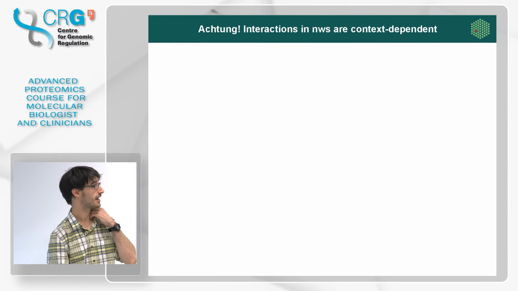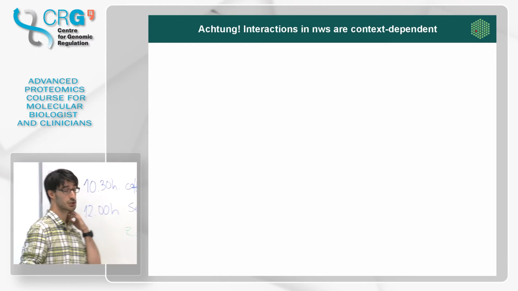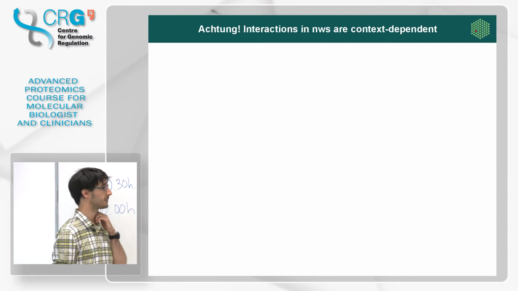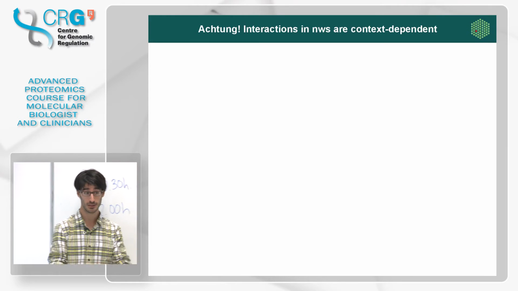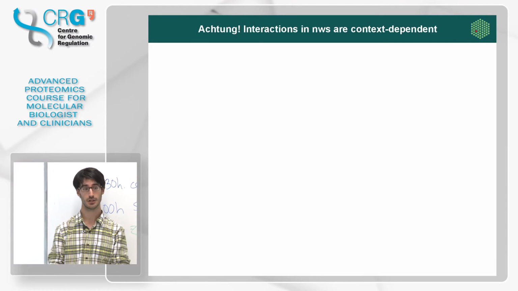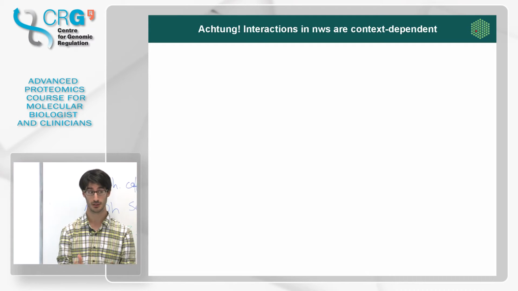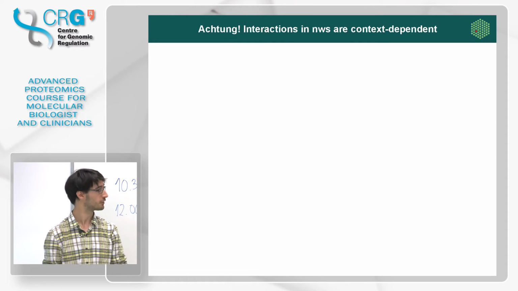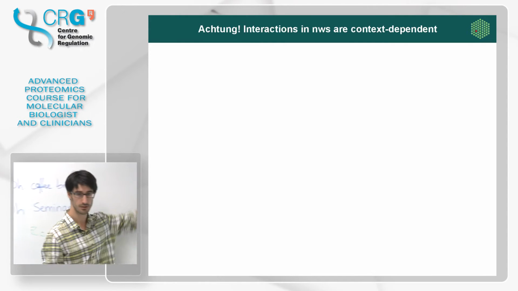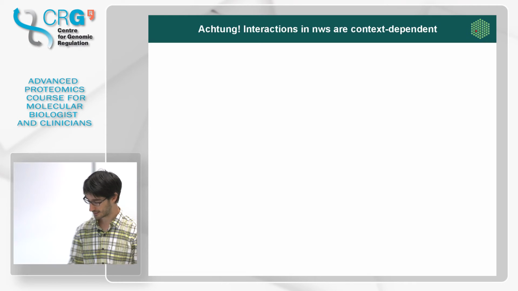Another disadvantage that they have is that interactions in the databases are context dependent. So I want to make a strong point here and tell you, when you download these networks, be very careful, because all of these interactions that have been reported and put there, they are actually context dependent. So I want to be very serious about how careful you have to be. So German serious, like Achtung, like don't take them for granted.